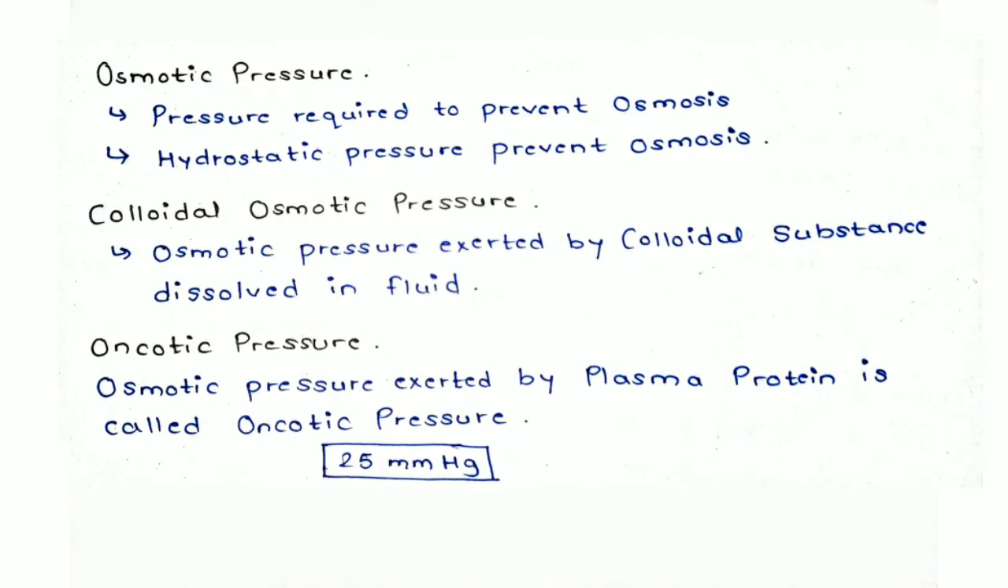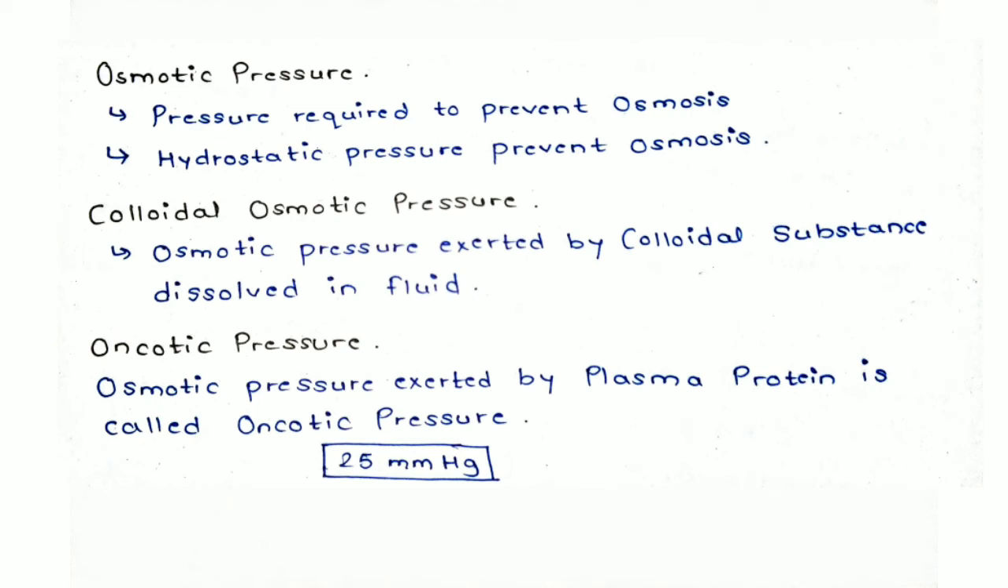Second is osmotic pressure. The pressure required to prevent osmosis is called osmotic pressure. The osmotic flow of water occurs until the hydrostatic pressure inside the cell prevents the flow. This hydrostatic pressure is necessary to prevent the osmotic flow of water and is called the osmotic pressure of the solution. Third, colloidal osmotic pressure.